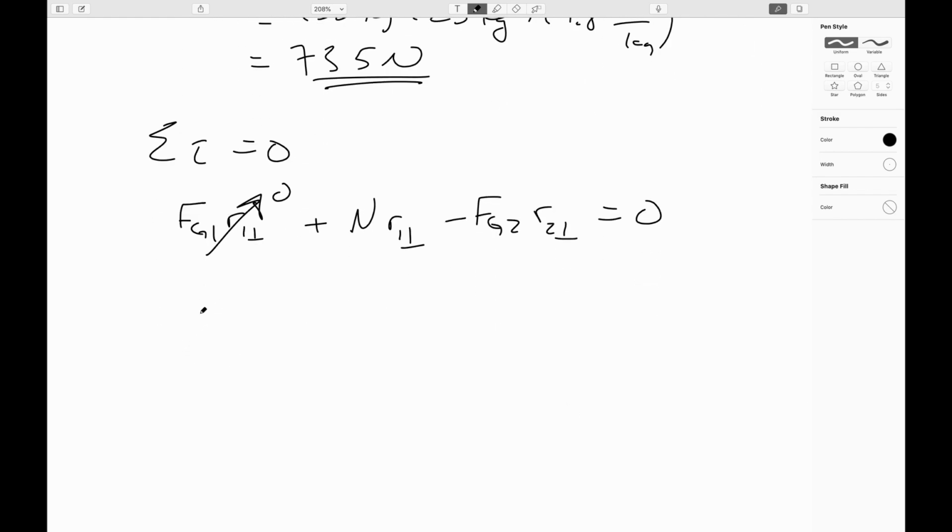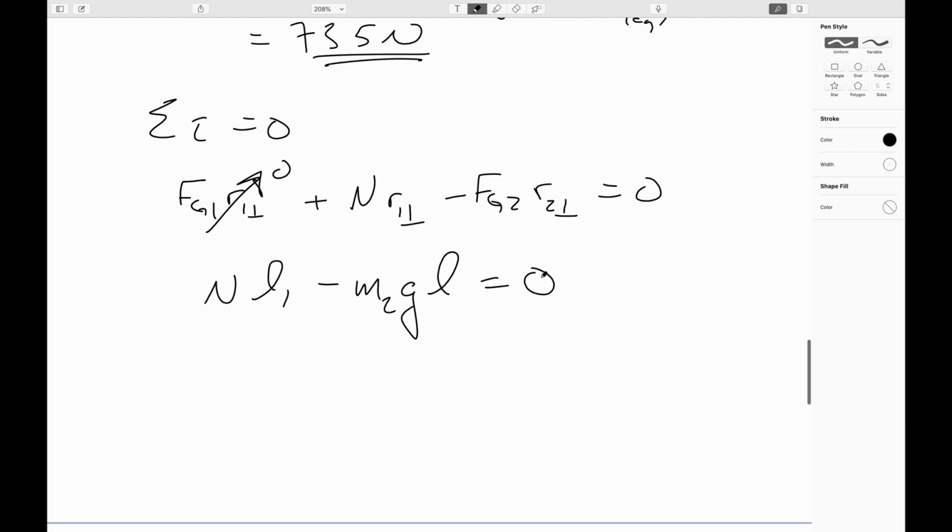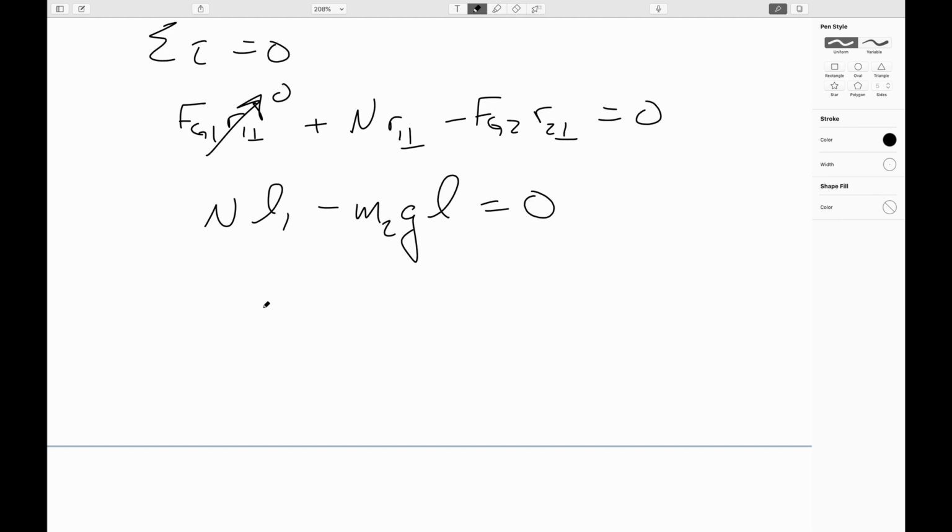Okay, let's put in the things we have. So the things we have are the normal force. This R1 perpendicular is the L1 we're trying to find. Minus force of gravity 2 is M2G. And this R2 perpendicular is now just L, the length of the teeter-totter. So we get 0 over here. So then we can just immediately solve L1 equals M2G over the normal force times L.